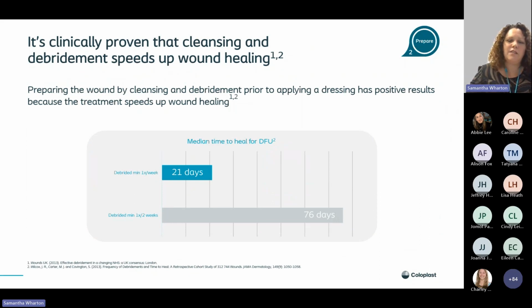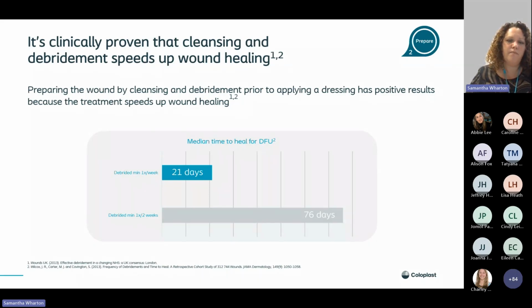It's a retrospective study where they looked at over 317,000 records and looked at how often wounds were debrided and the outcomes from that. So although the study looked at over 317,000 records, this is just what shows you in terms of the diabetic foot ulcers. And again, it's just a really evidence-strong piece that shows that if you debride, cleanse and debride more regularly, you get more positive results.